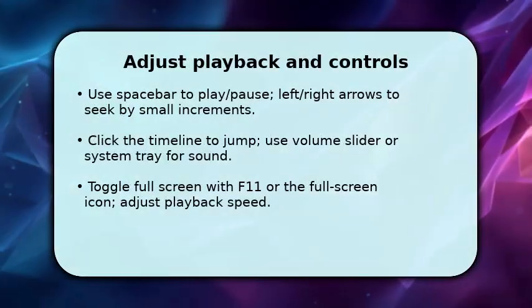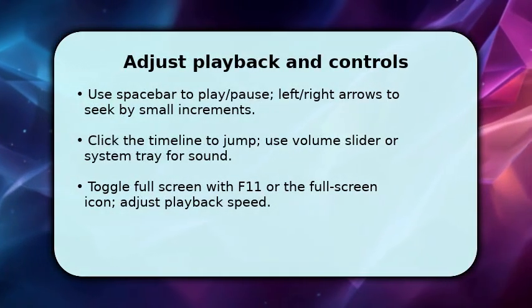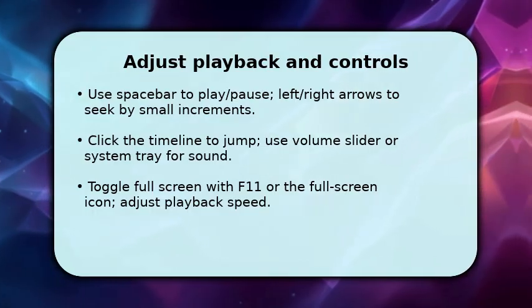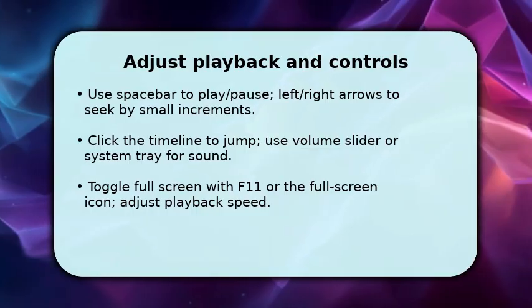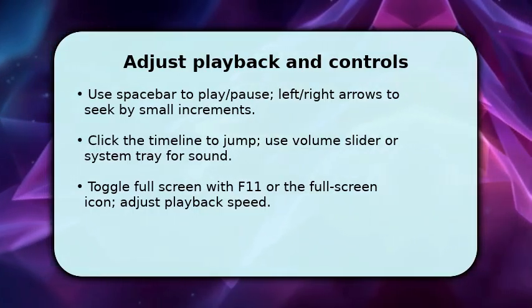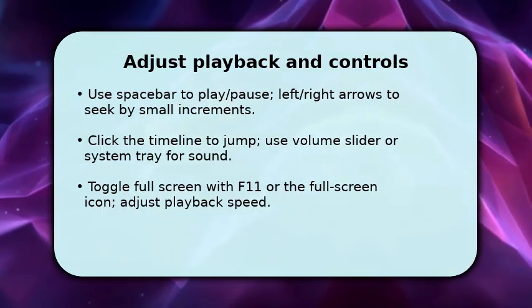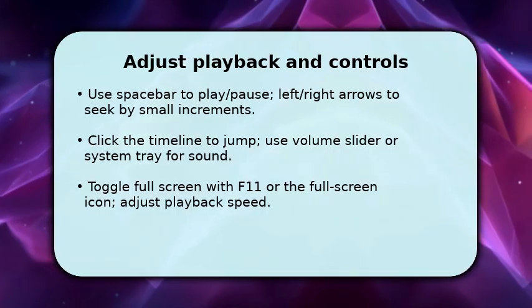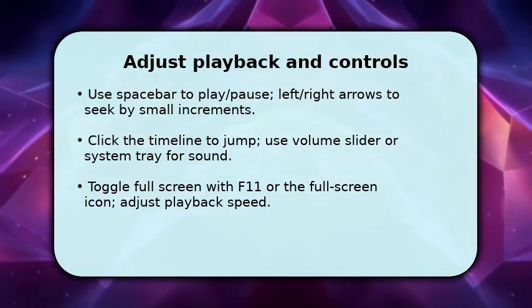Now refine how you preview the clip. Press the spacebar to play or pause and use the left and right arrows to nudge the playback by small amounts. You can click anywhere on the timeline to jump ahead, and if audio is low, adjust the app's volume slider or system tray volume. For a closer look, toggle full screen with F11 or the on-screen icon, and if you need to check timing, change playback speed so you can inspect frames more carefully.